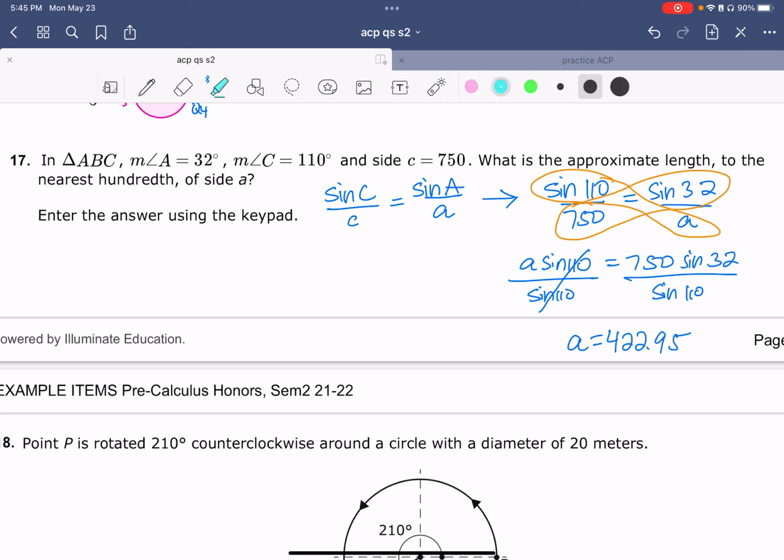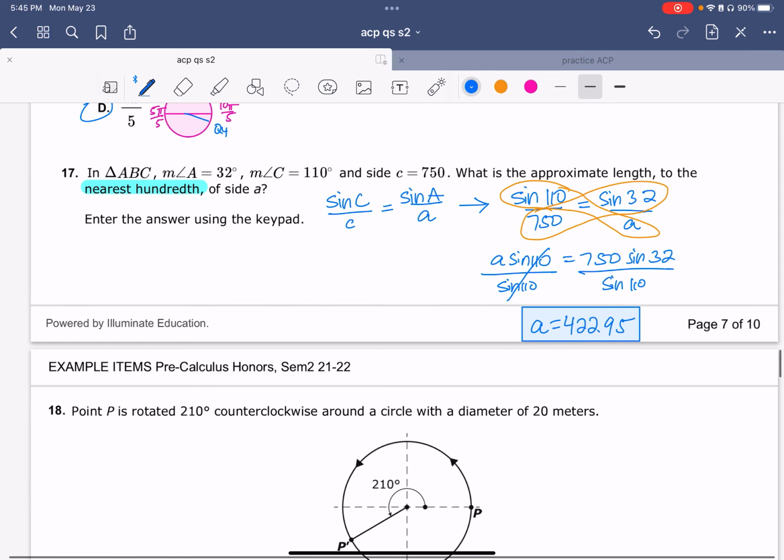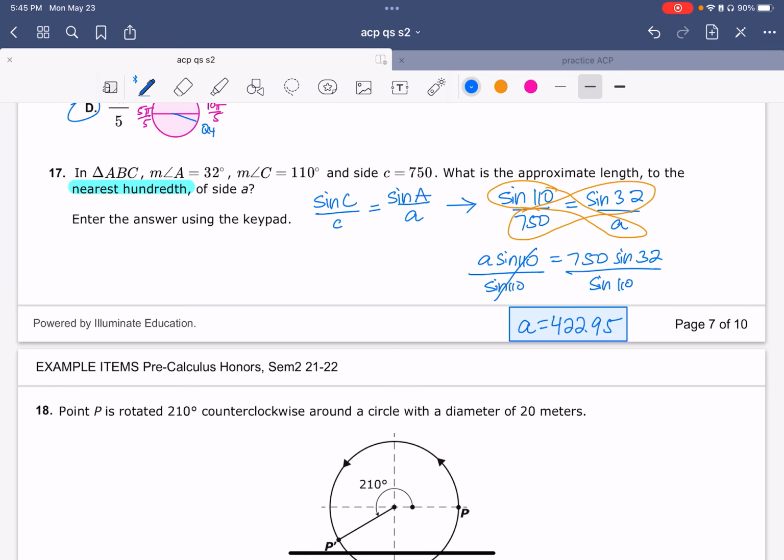Okay, and read the question because it says round to the nearest hundred. So that's the nearest hundreds place. If I had rounded wrong, there is no partial credit on the test. It's either right or it's wrong. So when you're done with your problem, just go back and double check that the rounding is correct. Don't get it wrong over a simple rounding mistake.